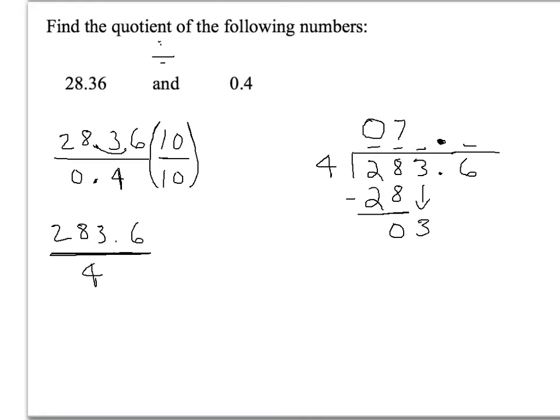And then I ask myself, how many times does 4 go into 3? Well, 0 times. It does not. And 0 times 4 is 0. Subtract that off. 3 minus 0 is 3. Then I'm going to bring down this 6 and start over. How many times does 4 go into 36? And right above that 6, I'm going to put my answer. 4 goes into 36 9 times. And 9 times 4 is 36. Subtract that off. 0 remaining, and we're done.